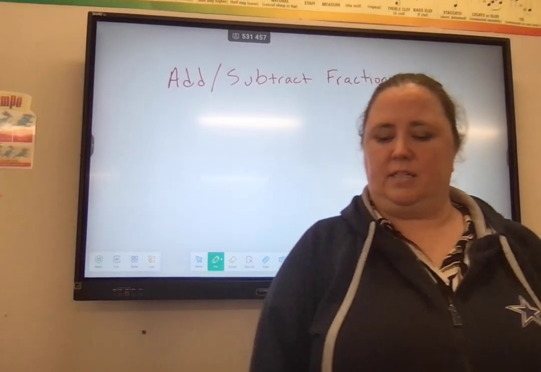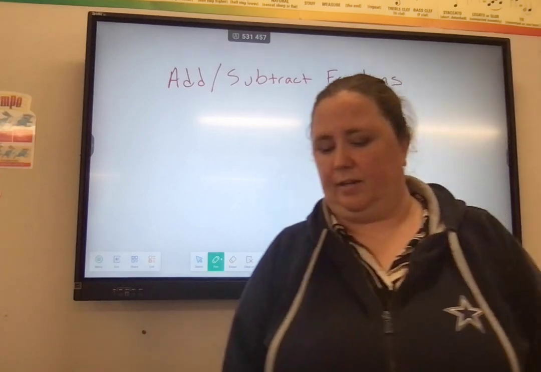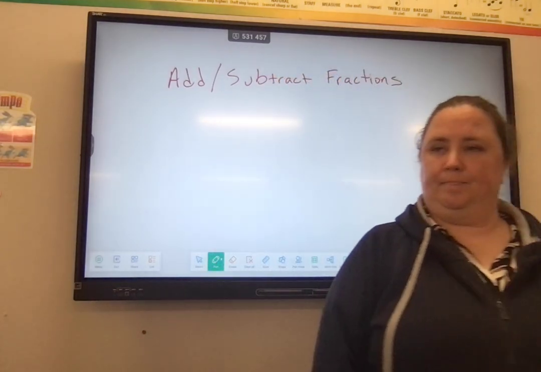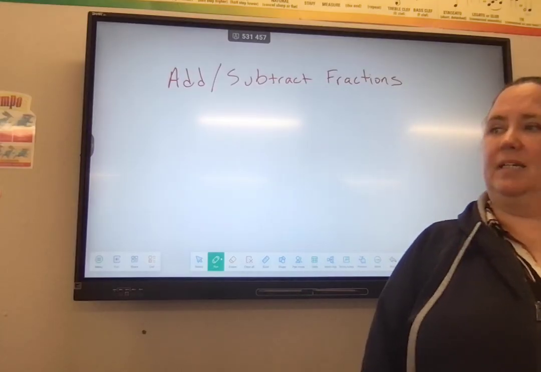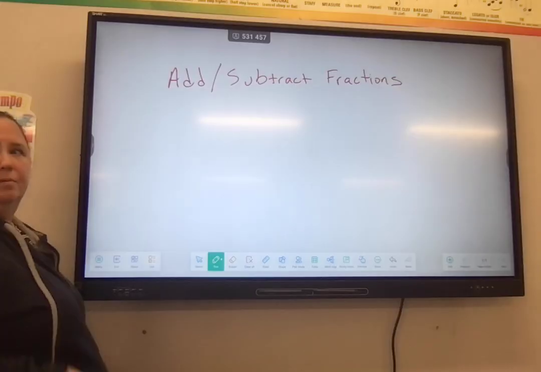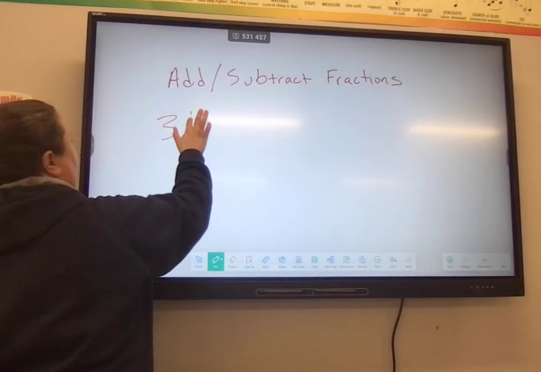All right, so somebody tell me, what is the first step when adding or subtracting fractions? Lexi. Write all mixed numbers as improper. Write all mixed numbers as improper. Somebody give me an example of a mixed number, just a random mixed number. 3 1/5. 3 1/5, excellent.